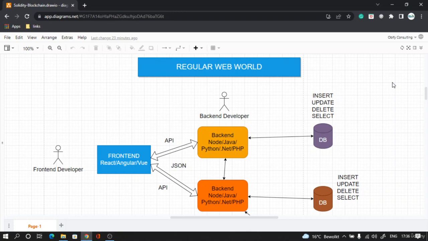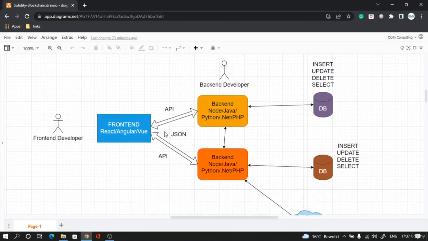Welcome. Now that we know why we need something like blockchain, and we also now know what the disadvantages of the regular web world are, let's go ahead and answer the question: what exactly is blockchain?